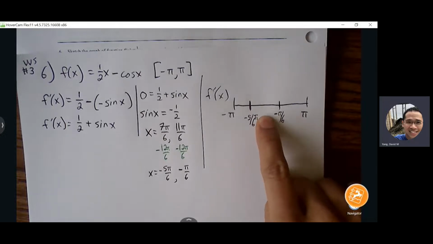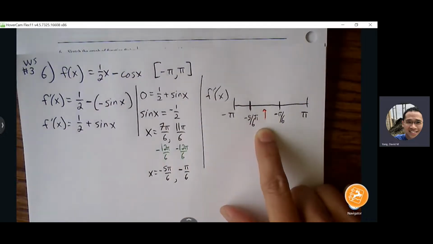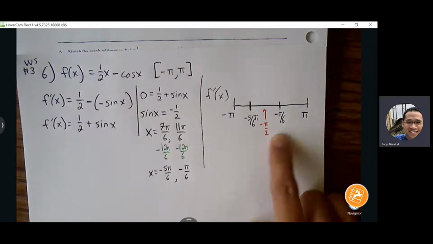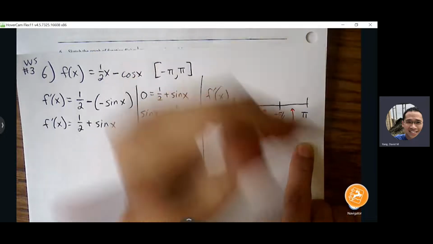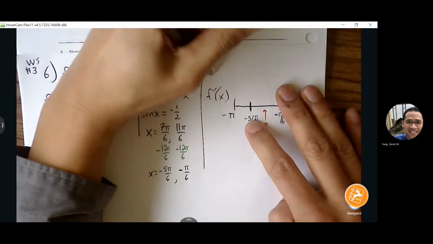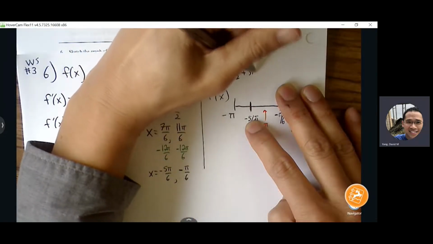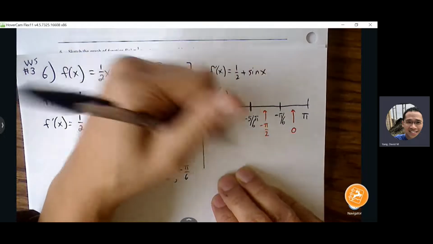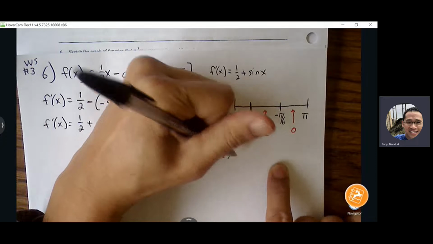So let's do this one, since we can find something between -pi/6 and -5/6. I can choose -pi/2. And then between pi/6 and pi, I'm always going to take advantage of 0 if I can use it. Okay. If it's a slope sine line, we're always testing against the derivative function, right? The slope function. So f prime of -pi/2.